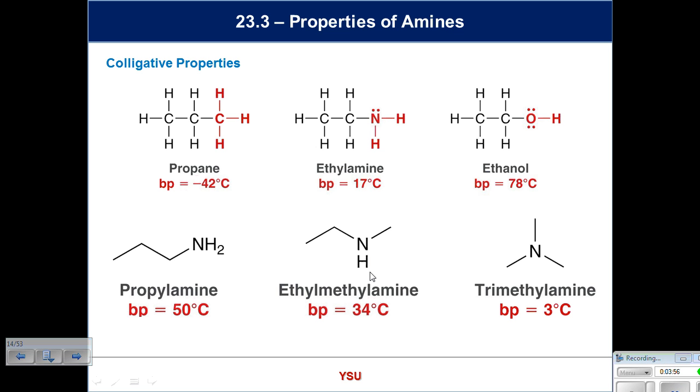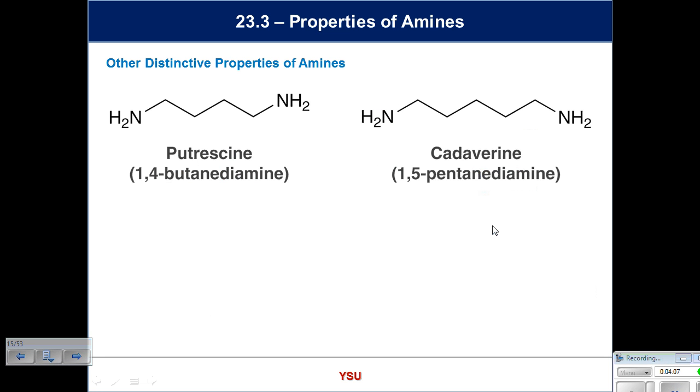Likewise here, but not as much for ethylmethylamine, and then trimethylamine down here. No hydrogens, no hydrogen bonding. So the boiling point goes way down. Simple things that I think you've taken on board, and I hope we can see that on the final.